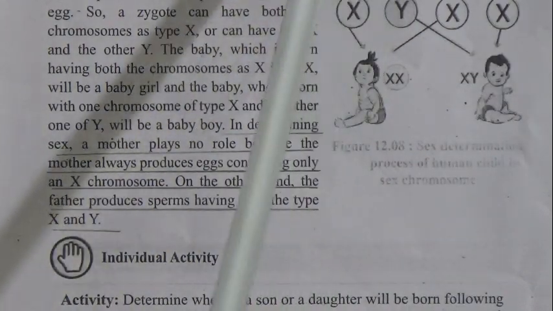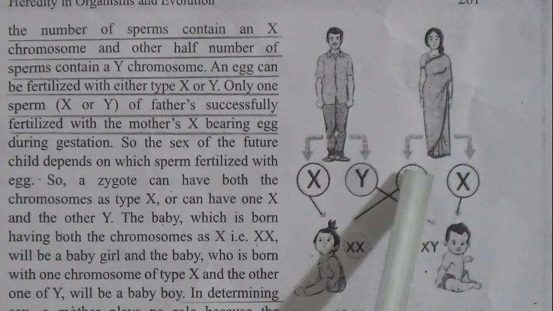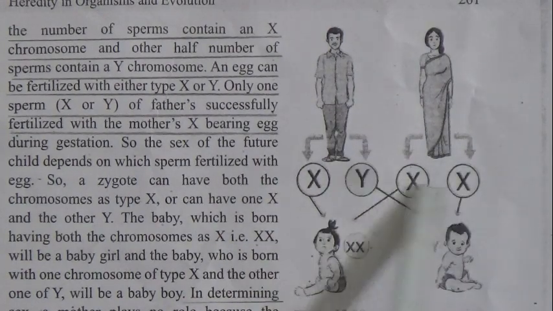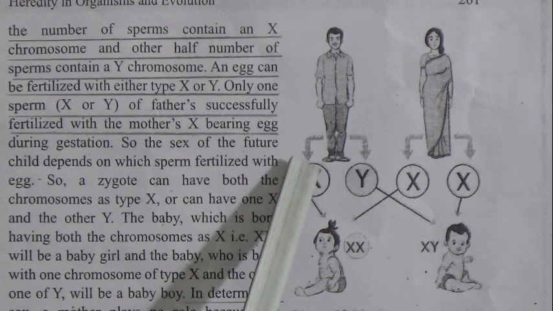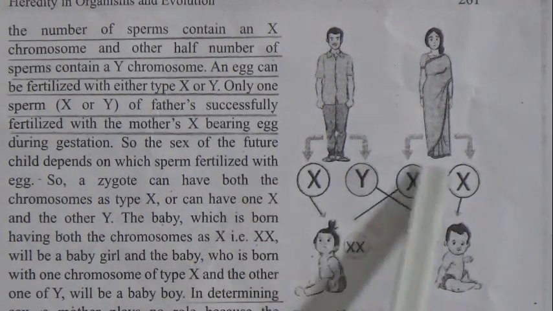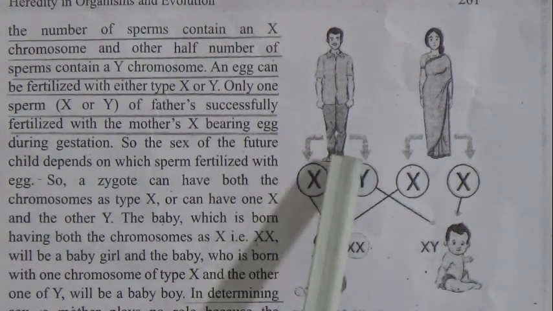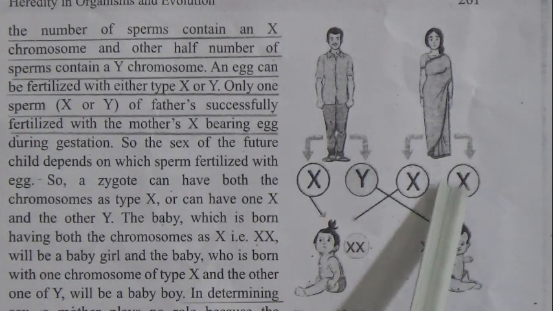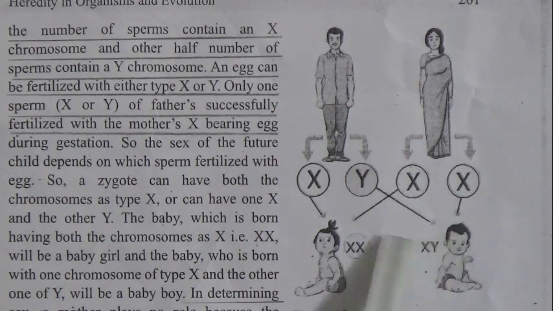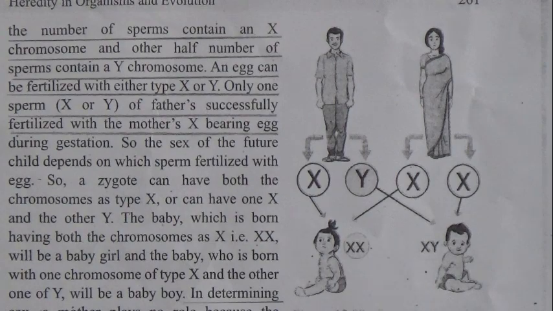And look here, the father's chromosomes are XY and the mother's chromosomes contain only the same type, X and X. If this X chromosome is fused with this X chromosome, then the baby will be a girl, and if the Y chromosome is fused with this X chromosome, the baby will be a boy, that means XY.